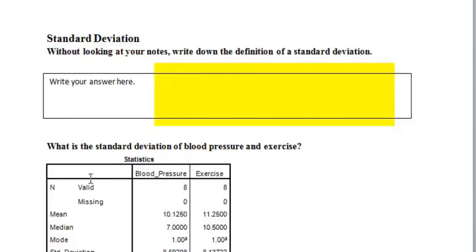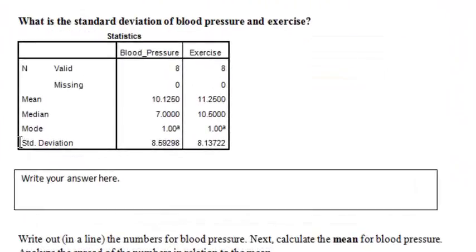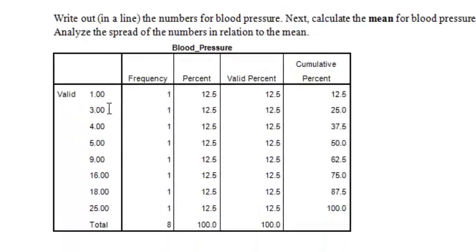So here, when we ask what is the standard deviation of blood pressure and exercise, we see here, because again, the statistical software packages make it easy for you to read such information. So we know that the standard deviation of blood pressure is 8.59 and of exercise, it's 8.137. So what does that say to us? If we look at blood pressure here, and because here's all the spread of the numbers, we can see it goes from 1 to 25.